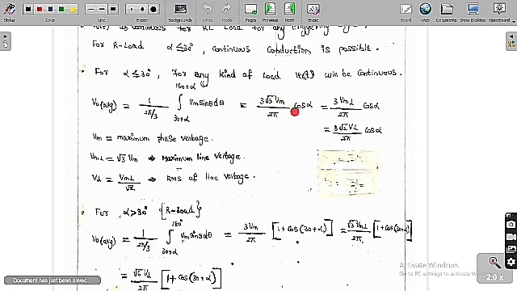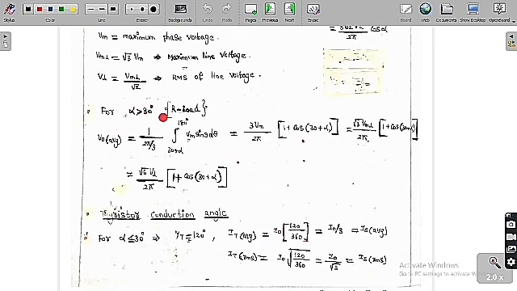So the average value of the output voltage, only for alpha less than or equal to 30 degree for any load, is 3 root 3 Vm by 2 pi into cos alpha. Whereas Vm is called the maximum phase voltage, and VML means the maximum line voltage, which is root 3 into Vm. Whereas the RMS value of the line voltage, which is VML by root 2, is also called under root of 3 by 2 into Vm.